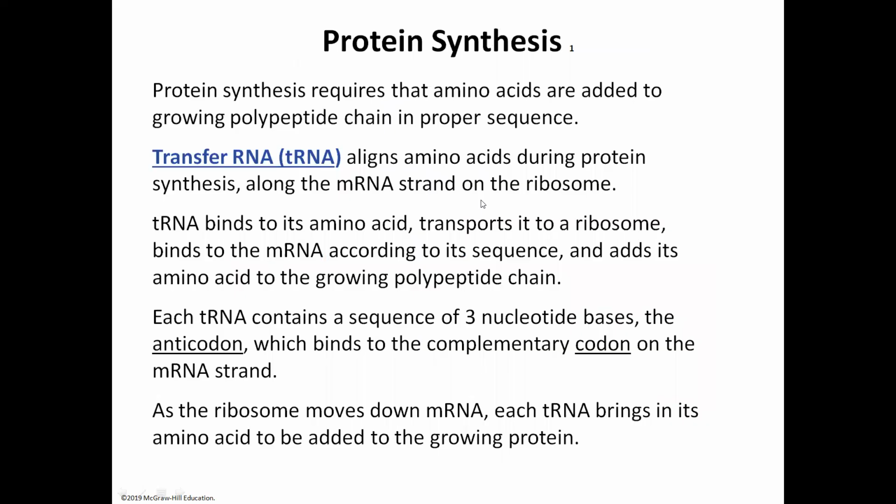All right, so thinking about protein synthesis, it requires that your amino acids are in a proper sequence. And when they're attached together and they grow this polypeptide chain, they have to have a proper sequence in order to make this happen. So transfer RNA, or what we know as tRNA, aligns the amino acids during this protein synthesis. With the tRNA, it binds onto the amino acid. And when it does this, it actually is going to bind onto the mRNA according to the sequence. And when it does this, it adds on an amino acid to the growing polypeptide chain.